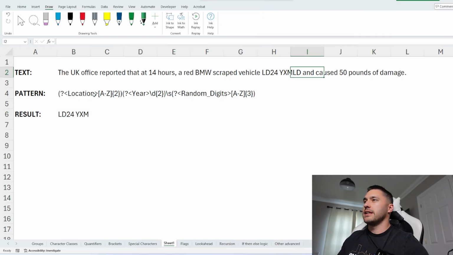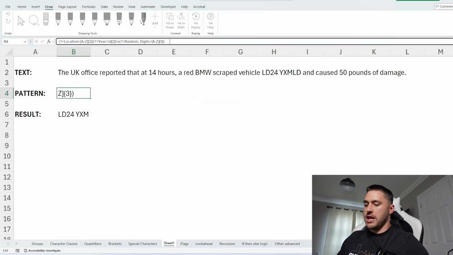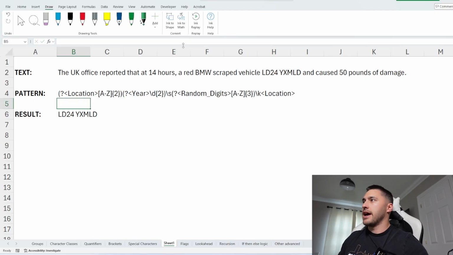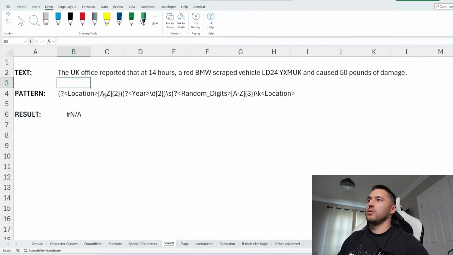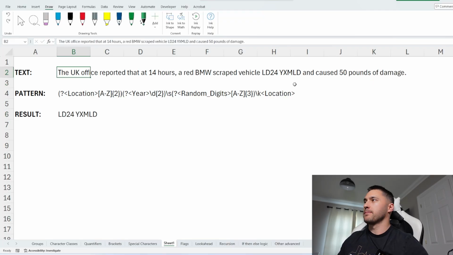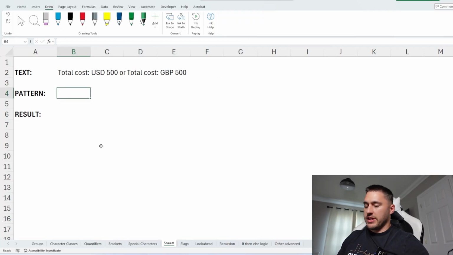If we want to pull out this LD, then we can say we also want \k. So \k is what you use when you're inside the pattern itself, and then open the triangular brackets and let's say location. Location, close our triangle brackets, and now we are pulling out that. If I change this from LD to any other two letters, you know, UK, it won't work because it's not exactly matching what was in capture group 1. There is no match.